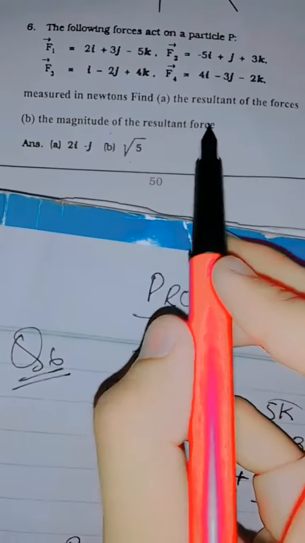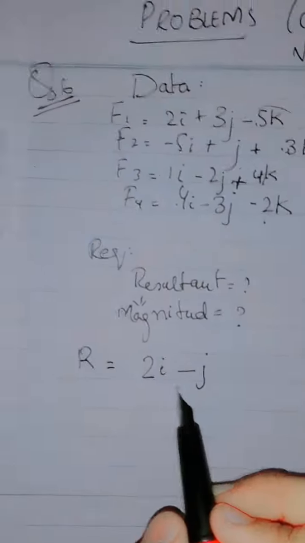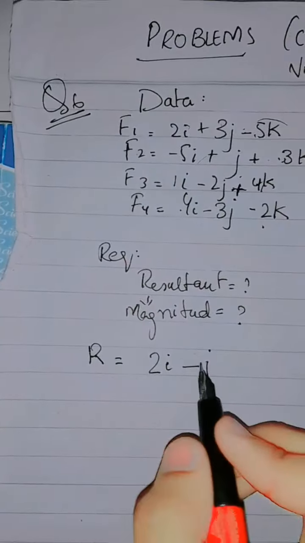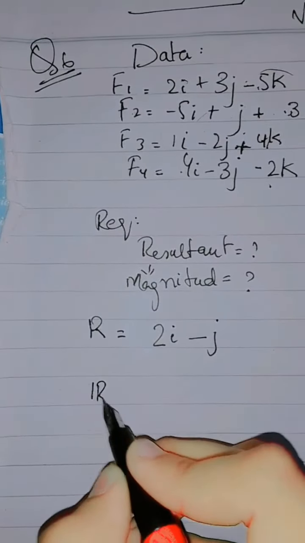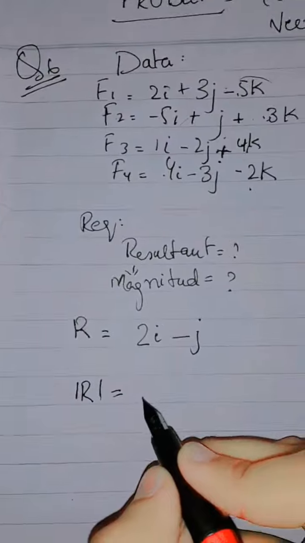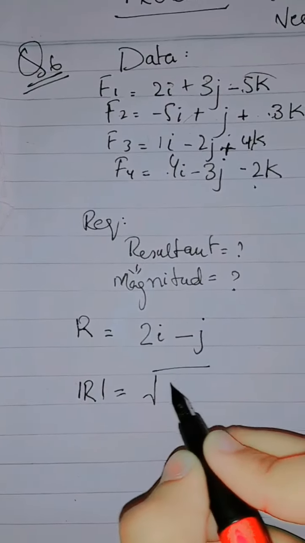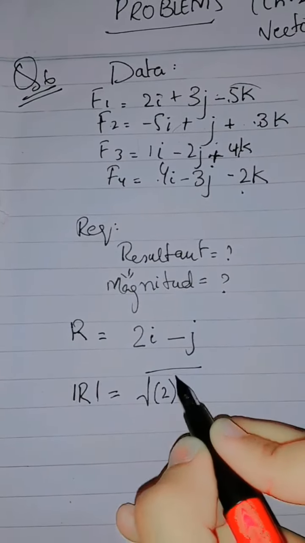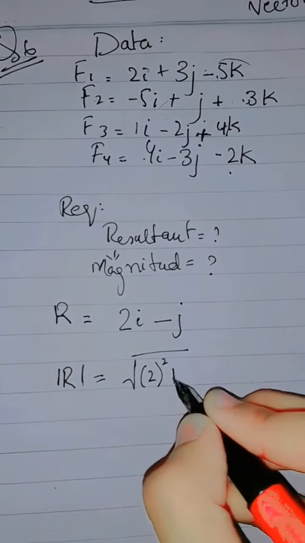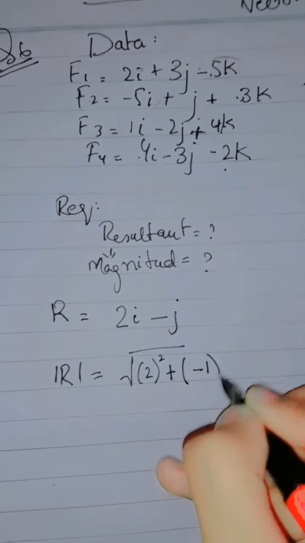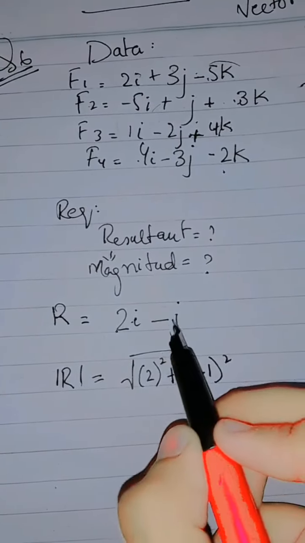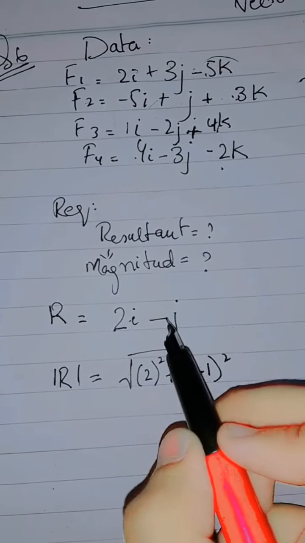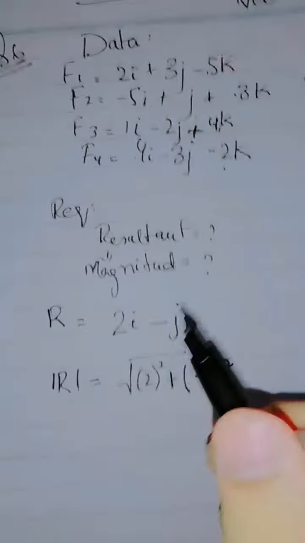Now we have to find the magnitude of the resultant force. This one is the resultant. Now we have to find its magnitude. How to find the magnitude? We'll be finding the magnitude of this resultant. It will be 2 square plus minus 1 square, because the value of i is 2 and the value of j is minus 1. Here is nothing, so it means here is 1.